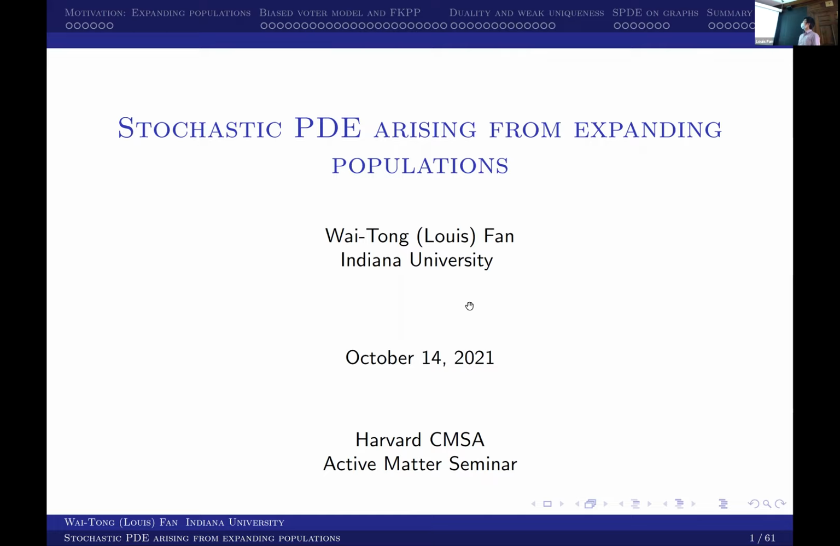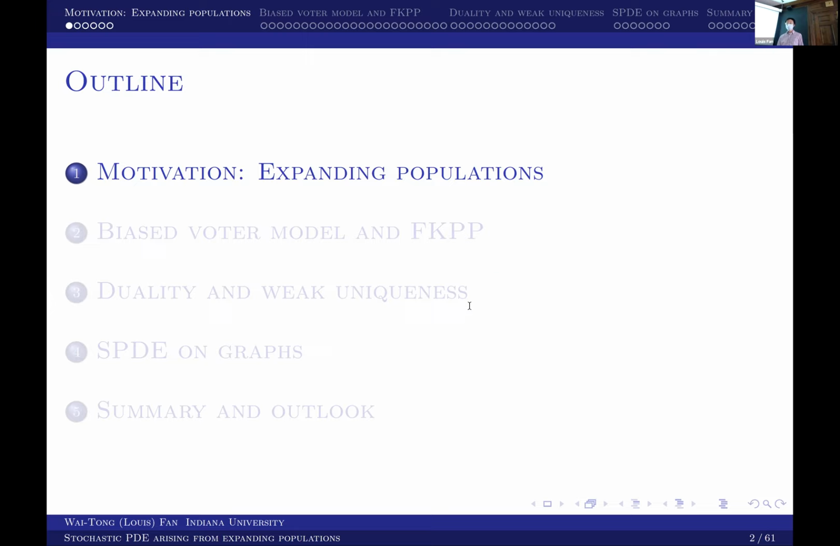I want to give some biological motivations at the beginning before going to the math. So let's start with some motivation. Basically, it's motivated by spatial population genetic problems, where we want to understand the dynamics and genealogies of expanding populations, which are quite ubiquitous in species and biological systems. Let me show some pictures first.